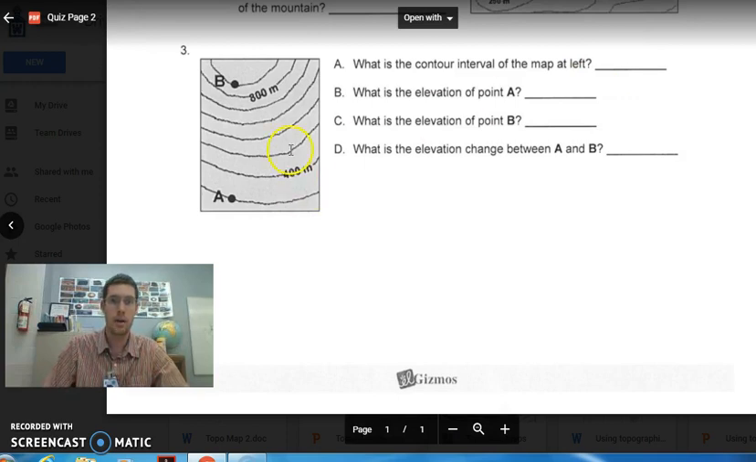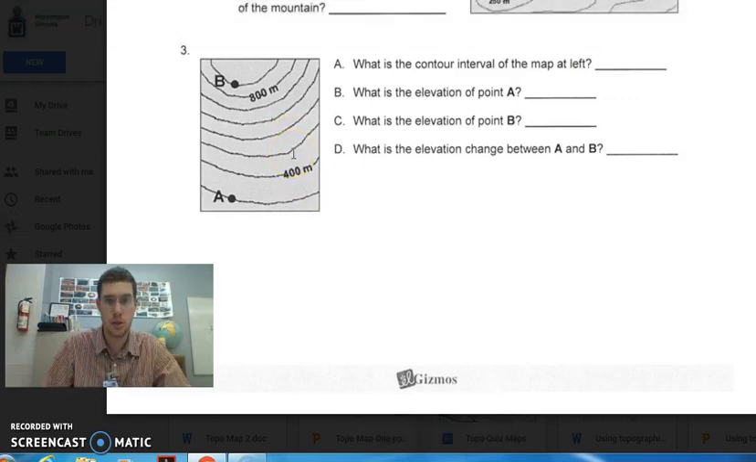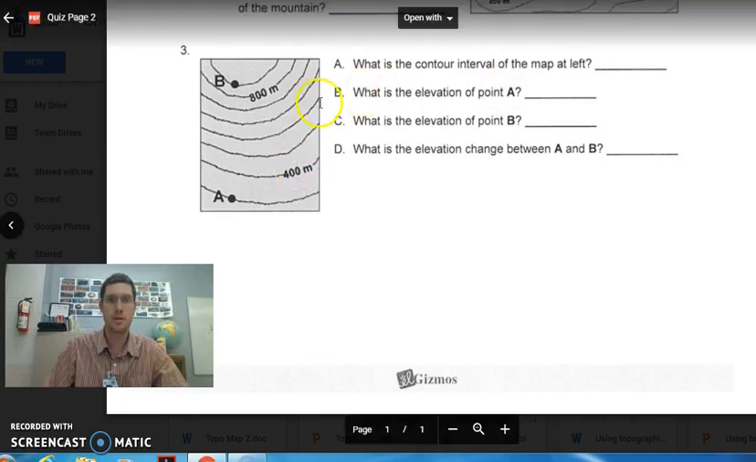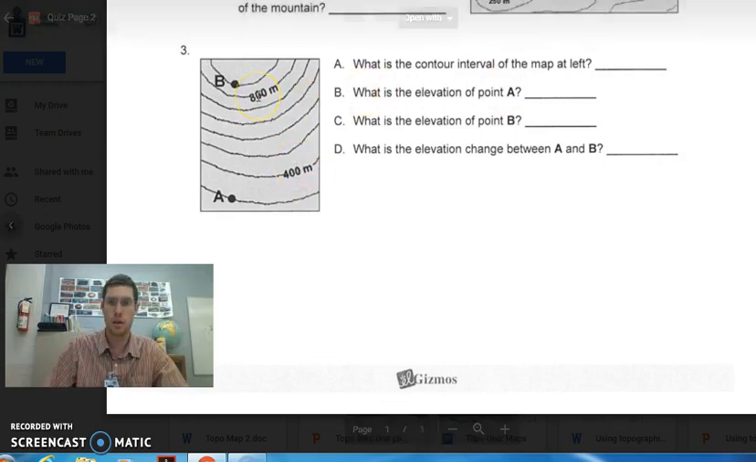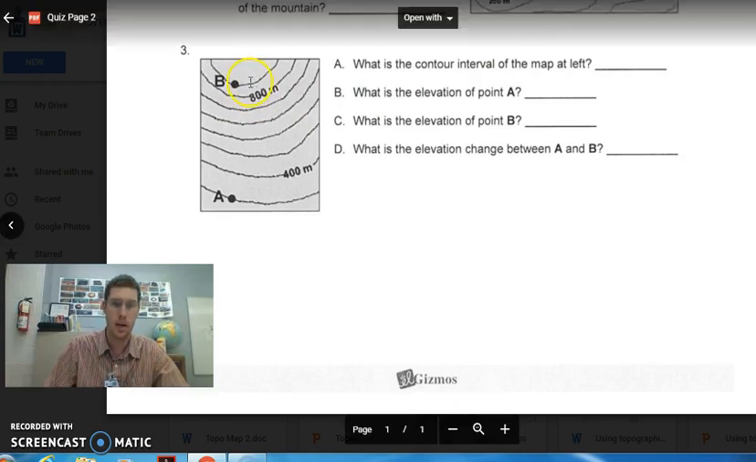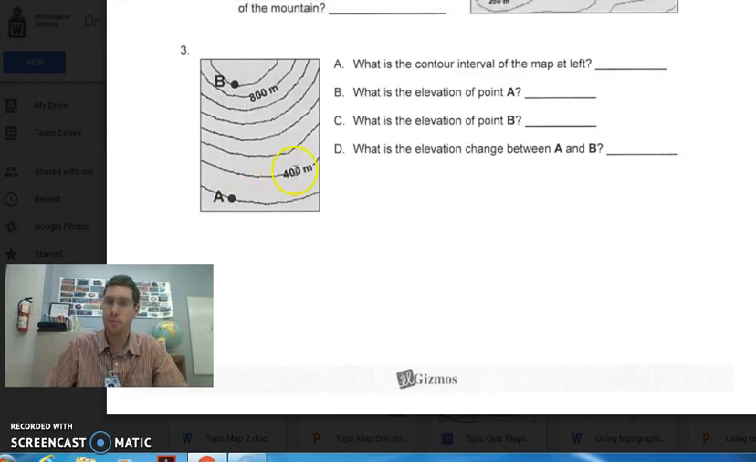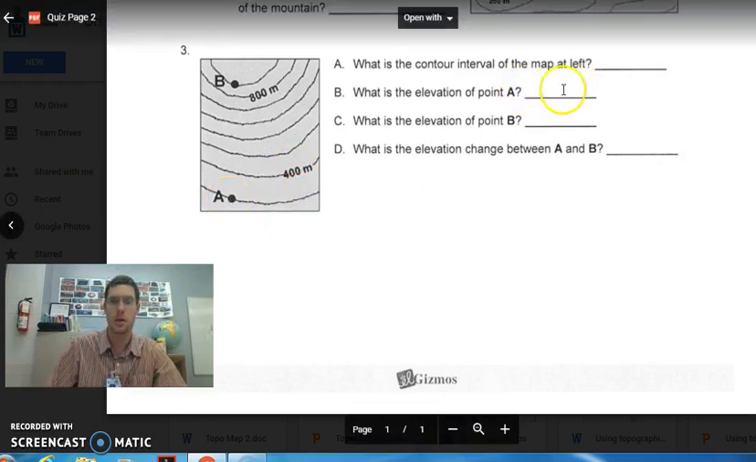So every line on here is either an additional 80 or subtract 80 from the one next to it. What's the elevation of point A? Well, if this is 800 and the contour interval is 80, then the very next line is an additional 80 if we're going uphill. So A is down here. If 400 is this line above it and we're going downhill, we're going to subtract 80 to the line below it, and A is on that line, so 400 minus 80 is 320. 320 is here.